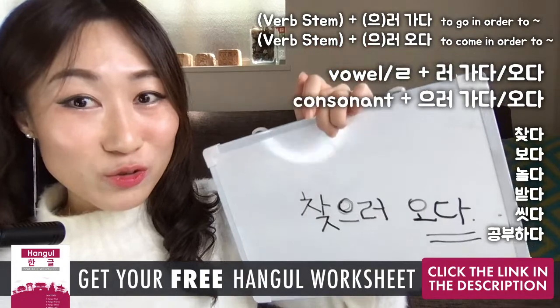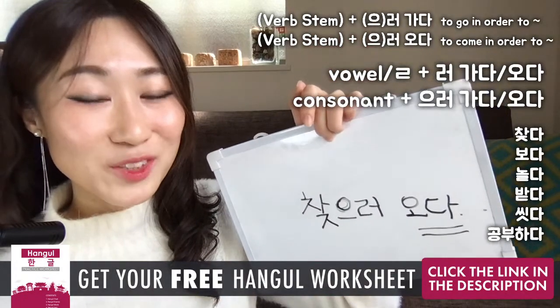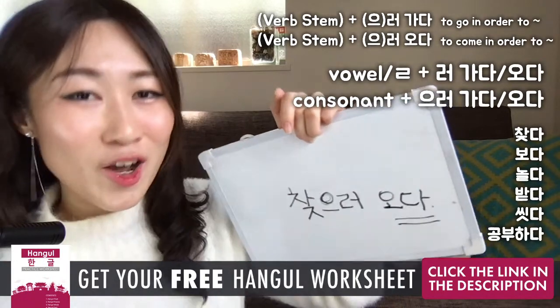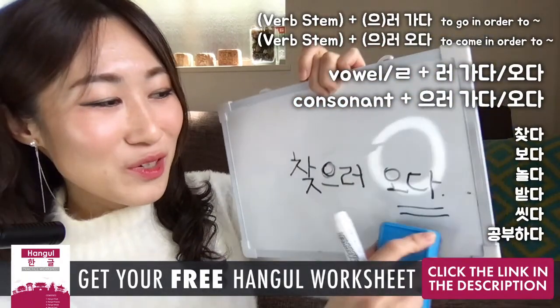So today I want to say come. It's imperative form. I'm kind of giving an order, like come to my place. Hey, come. So it's 오다.